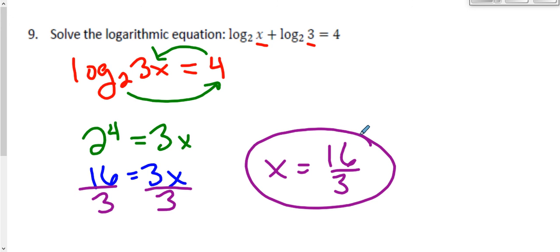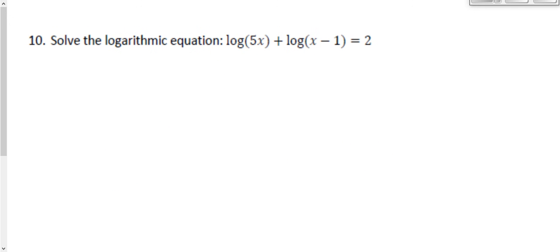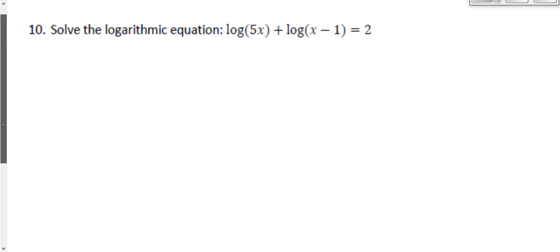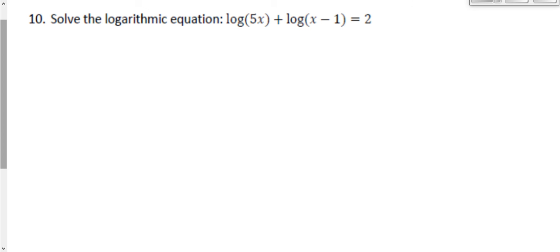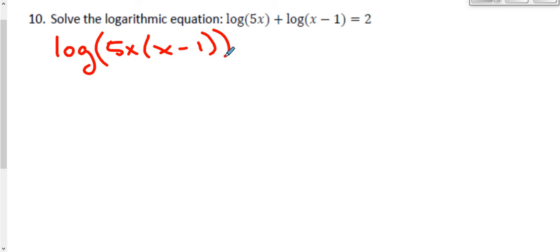Right, we just have one more solving problem to try on this review packet. This one is a little bit more challenging, but it's not something impossible to do. We're going to start it the same way we started the last problem. I have log in two different places. I'm going to smush them together into one giant log. So we have the log of 5x times x minus 1. So there's our logarithm. Both of these were being added together, so I multiplied them inside my giant log.